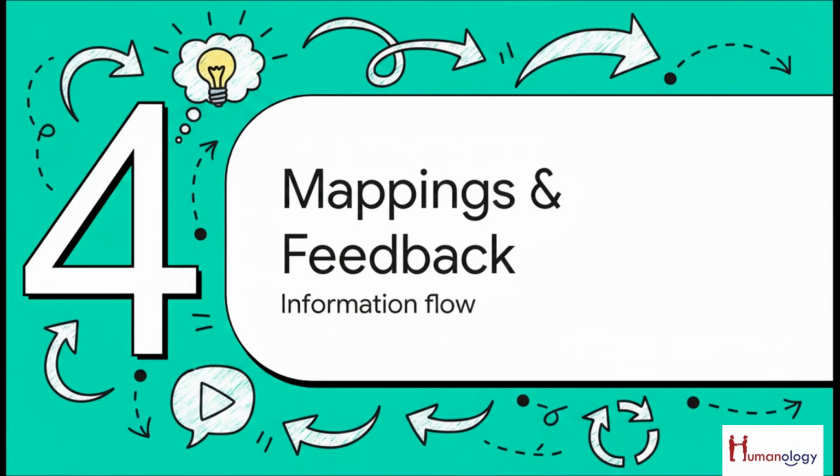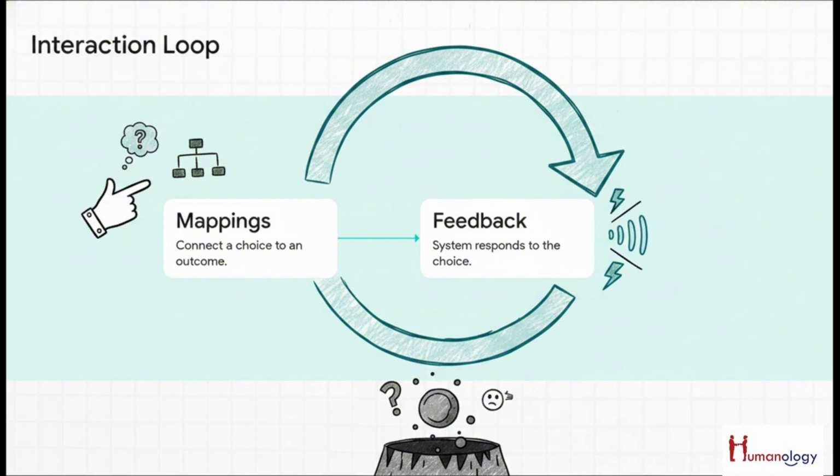Next up, Section 4, mappings and feedback. Now let's see how this builds, because these next two tools create a continuous, dynamic loop. Step 1 is understanding mappings, which is connecting a choice to an outcome. And Step 2 is giving feedback, where the system actually responds to your choice. Without this loop, making a decision kind of feels like throwing a rock into a bottomless pit. You have absolutely no idea where it went or what it hit.